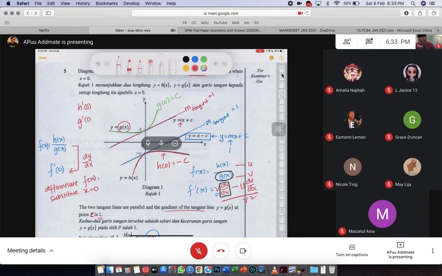G prime. Kamu tahu H prime tu differentiation kan? Differentiate kan? Lepas tu G prime pun differentiate, betul tak? So apa jadi? Anybody? No idea. Oh. Okay, let me ask you. Is this dy dx kan? Differentiation kan? Okay. Dy dx tu apa? Gradient kan? Apa gradient ni? 1 kan? So maksudnya ni 1, ini pun 1.